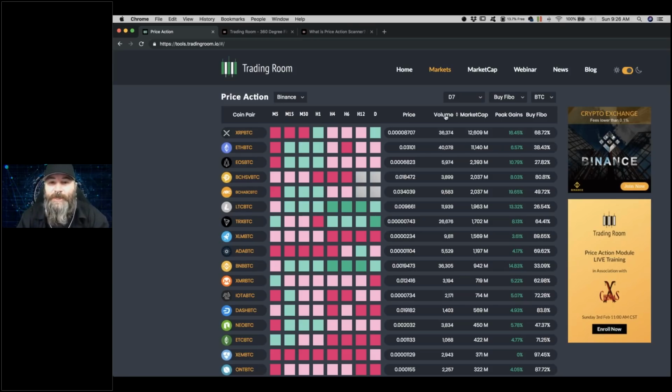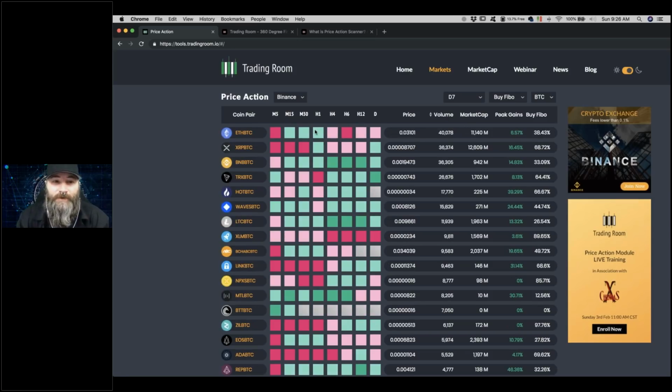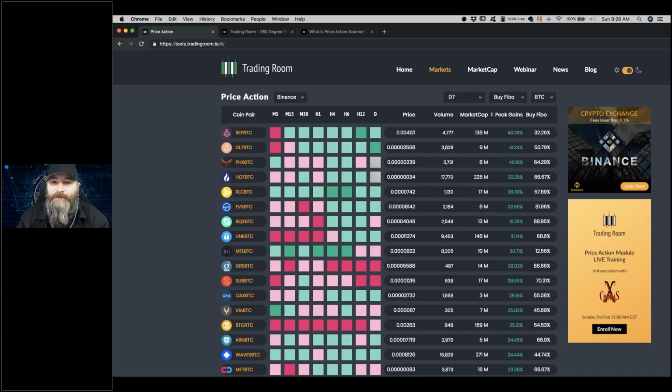Now, if you just want to see maybe what's trading the most currently, ETH BTC is actually the most trading volume currently happening on that pairing, ETH BTC on Binance. All right, sorting by peak gain. Peak gain will give you, within 7 days of data, the peak gain of 46%. So we came up 46% within 7 days.